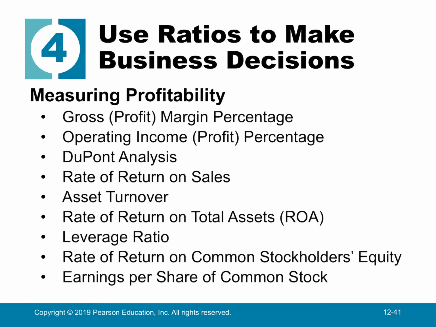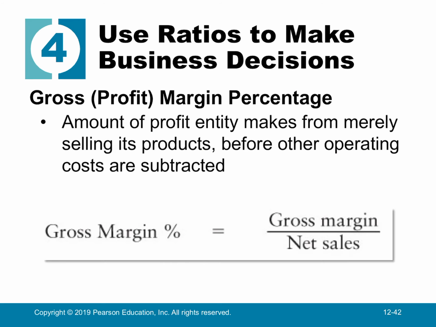Now let's look at measuring profitability. So some of the things we've done: gross profit margin percentage, the operating income profit margin percentage, our DuPont analysis that we'll review, the rate of return on sales, the asset turnover, the rate of return on total assets, the leverage ratio, the rate of return on common stockholders' equity. And finally, we'll look at the earnings per share of common stock.